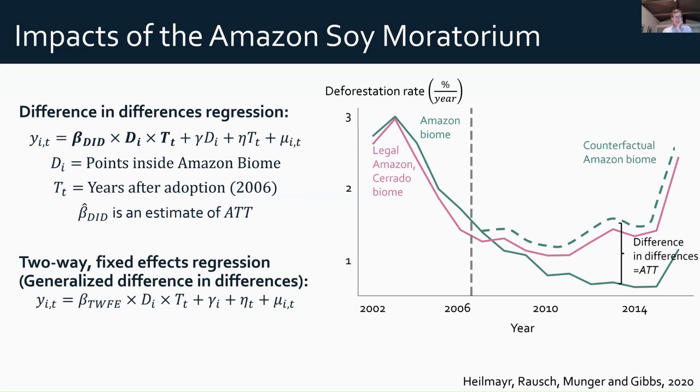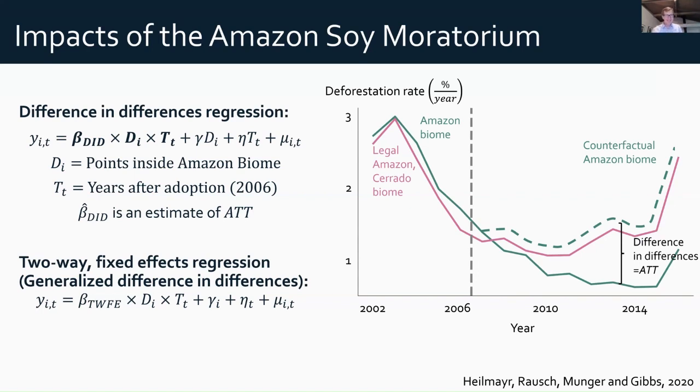Another way that this is often implemented is through what's called a two-way fixed effects regression. This is also called a generalized difference in differences. You can see they're very similar. The only difference is that instead of having a single dummy variable for whether you're inside the Amazon or not, I'm going to have individual level fixed effects, both for the unit of observation and for the time period. So I've now got a single fixed effect for every one of the years and for every one of my units of observation. In theory, this should yield a very similar estimate of the ATT across these two models.